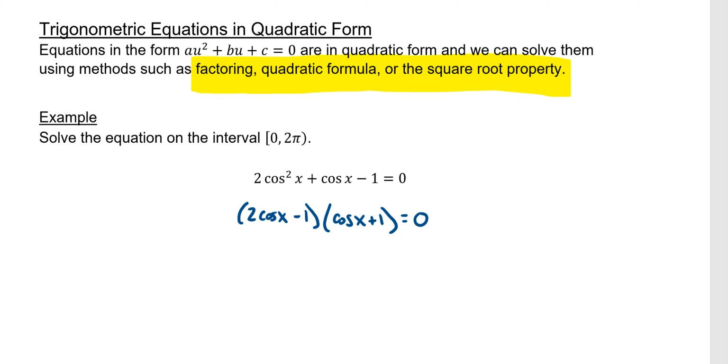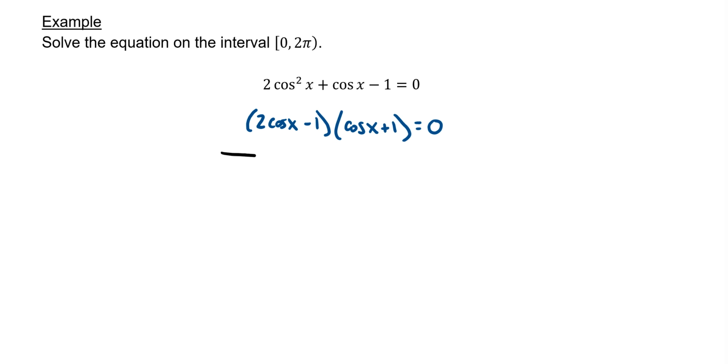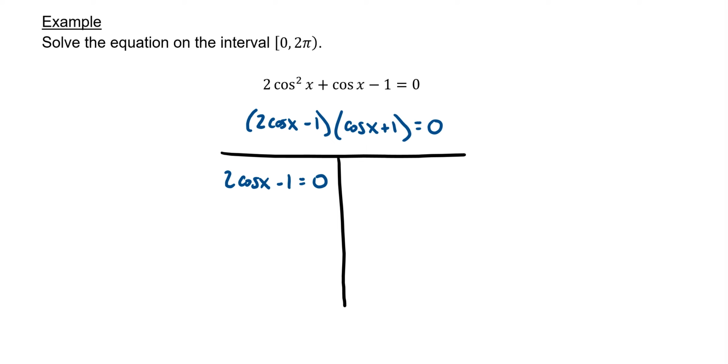So basically, as soon as you see one that's in quadratic form, where you have a squared and then just an exponent of 1, in my opinion, factoring is the quickest way to do it. But if you forgot how to factor, you would have to use the quadratic formula, which I'll mention after. So now that it's factored, something times something equals 0, we're going to use the zero product property and set both of these factors equal to 0 separately. So 2 cosine x minus 1 equals 0, and cosine x plus 1 equals 0.